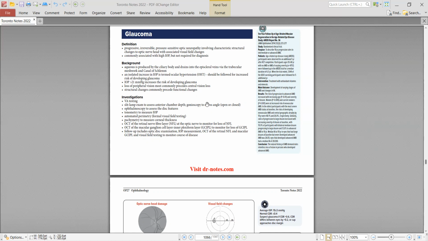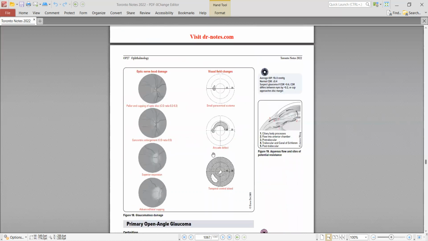For glaucoma, you do slit lamp examination, visual acuity testing, ophthalmoscopy, and tonometry, which is super important to measure the intraocular pressure. You do perimetry because vision loss can be there, and tunnel vision will be there. OCT to check the retinal nerve, the optic nerve.